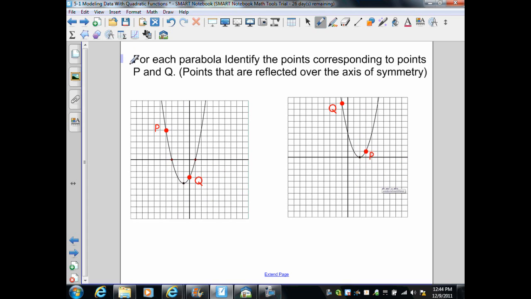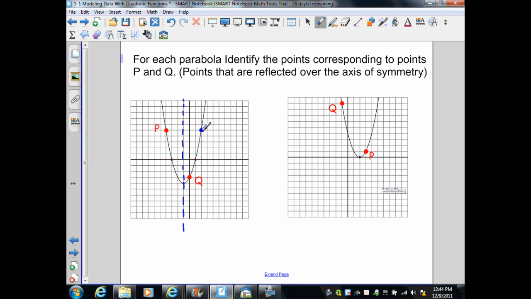Our next example. For each parabola, identify the points corresponding to the points P and Q. In other words, they want the points that are reflected over the axis of symmetry. Remember, each point is the same distance away from the axis of symmetry. So here, I have my vertex, and I know my axis of symmetry is the vertical line that intersects that vertex. This vertex is a minimum. And my point P is 1, 2, 3 units away from the axis of symmetry. So the corresponding reflected point for P would be 3 units to the right of my axis.